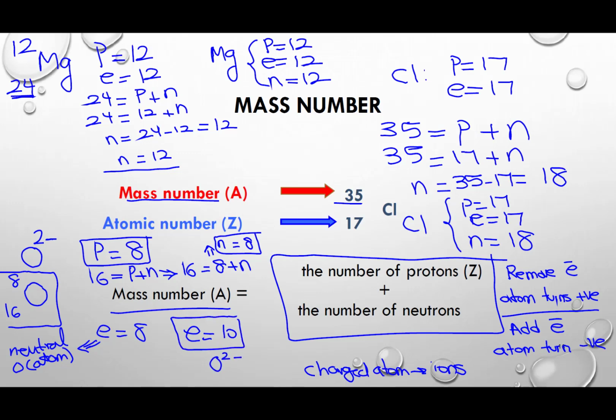Okay? One more time, if it would have been neutral, the number of protons and electrons would have stayed the same. But it's not neutral. Your oxygen is 2 negative. That means we've added 2 electrons. Then instead of 8, it's 10. Okay? Then the oxygen ion has 8 protons, 10 electrons, and 8 neutrons. Okay?